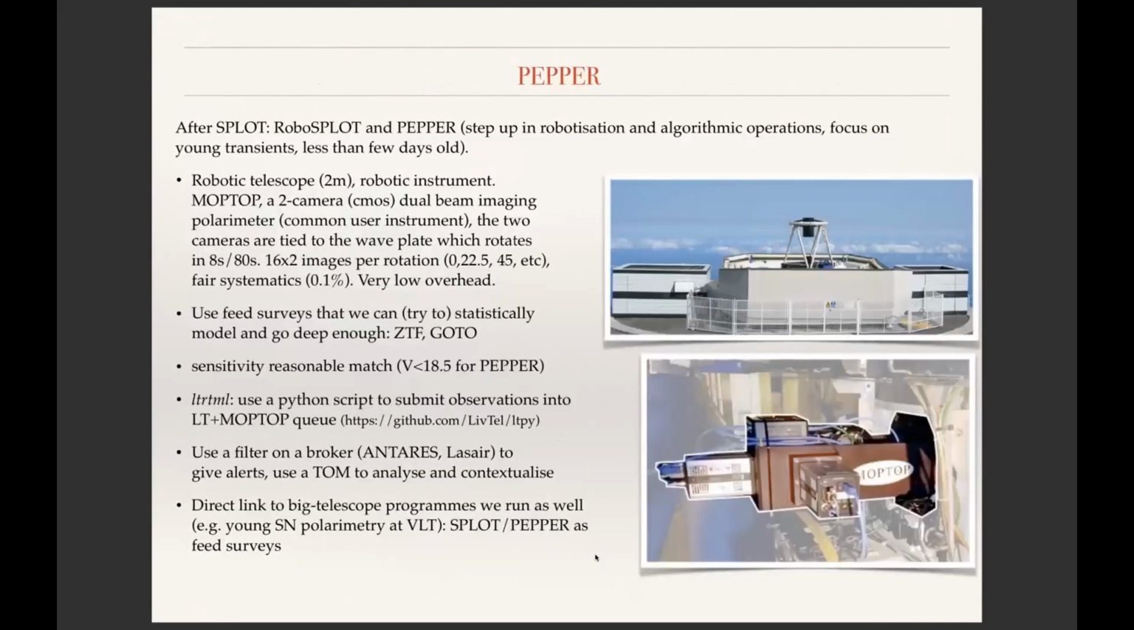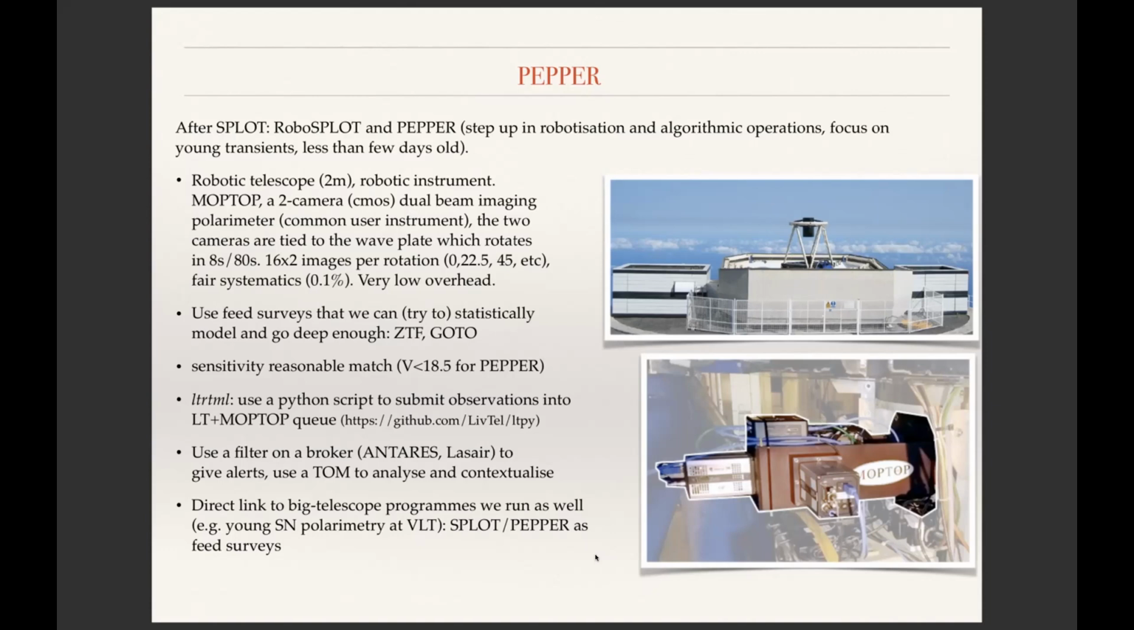We're now rolling this out a bit more via the Splot survey and the Pepper survey. What we try to do with Pepper in particular is to take the human out of the loop. So we try to move towards a fully robotic and algorithmic survey, which we focus on young transients, so transients that are less than a few days old, or in other words, sources where we respond within 24 hours to the alert, and where the last upper limit is within 3 days of the first detection.